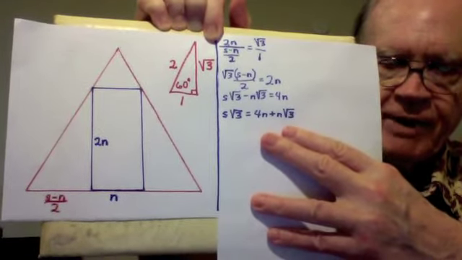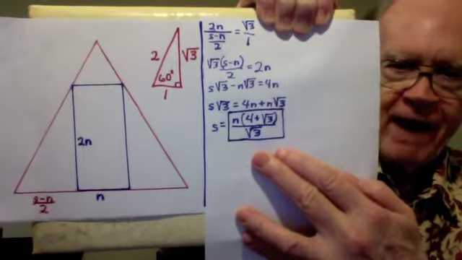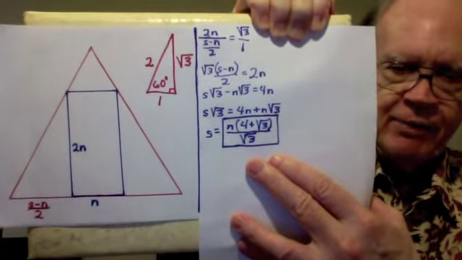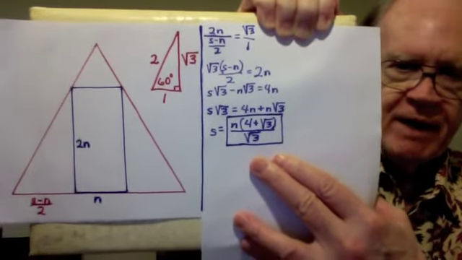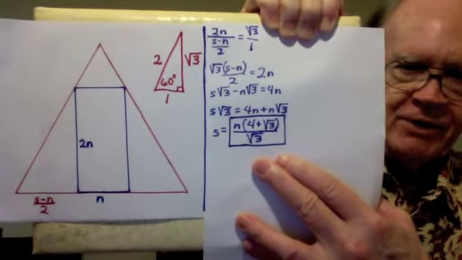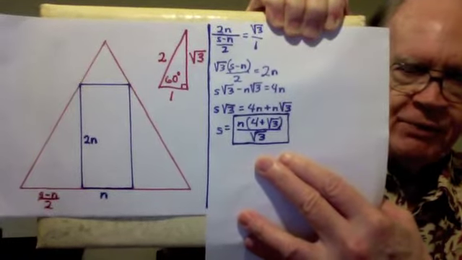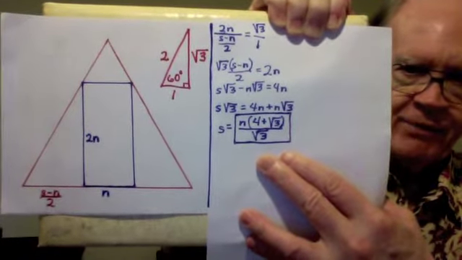plus n root 3. On the right side, I factor out the common factor n, and I divide both sides of the equation by root 3, which gives me a good answer for S in terms of n. S equals n times (4 plus root 3) divided by root 3.